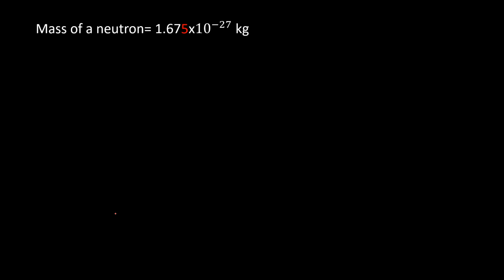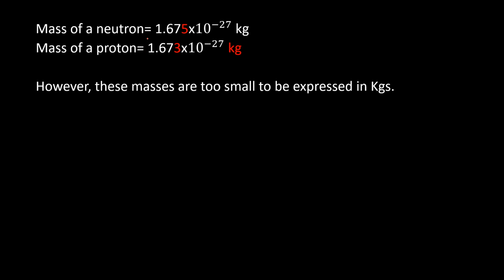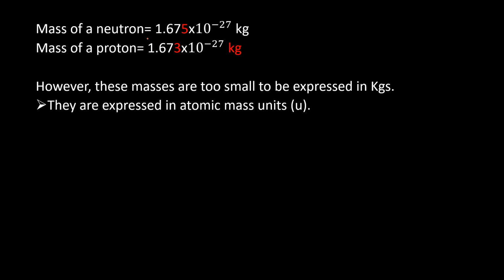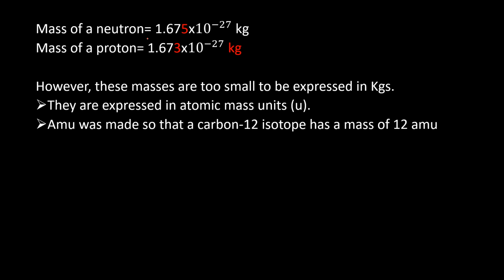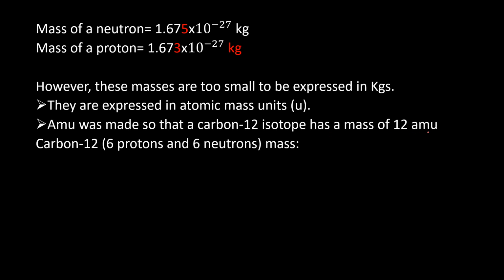The mass of a neutron is 1.675 times 10 to the power of negative 27 kilograms. And the mass of a proton is only slightly smaller than the mass of a neutron. However, these masses are too small to be represented in kilograms. So, a new unit was made. It's called the atomic mass unit. The atomic mass unit was made so that carbon-12 has a mass of 12 atomic mass units.